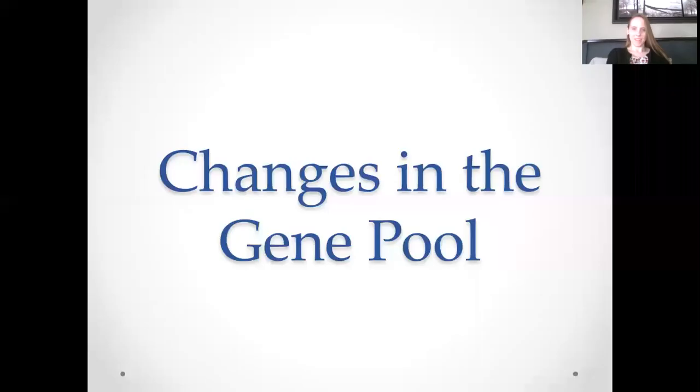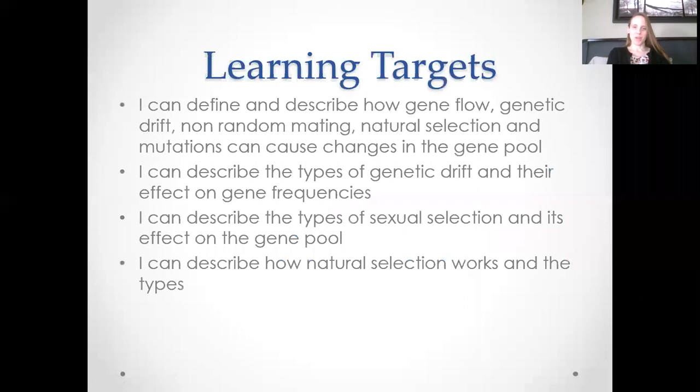So why is it that all of those different criteria, if not met, will cause changes in the gene pool? And we'll be going more in depth into that than what we touched on in yesterday's lesson. Okay, so like I said, this lesson is about changes in the gene pool. We're going to be going over things like gene flow, genetic drift, non-random mating, natural selection, and mutations, and looking specifically at how they cause changes in the gene pool.